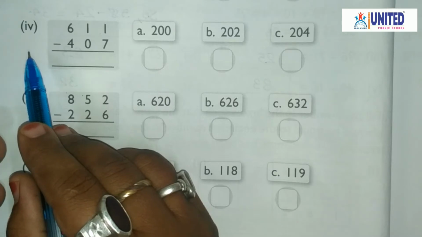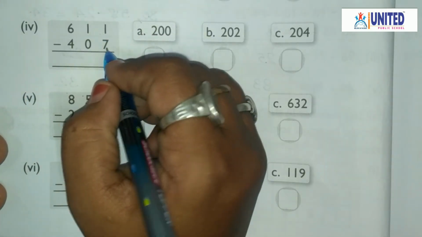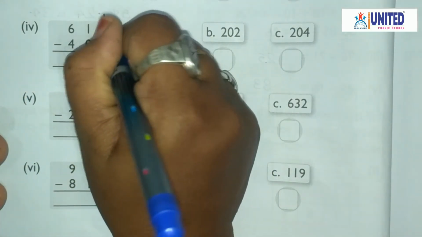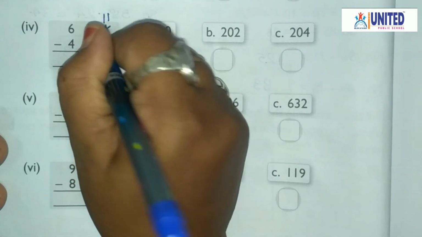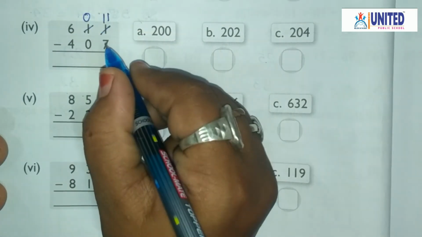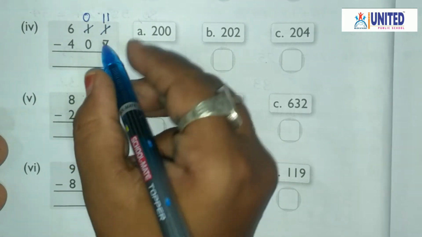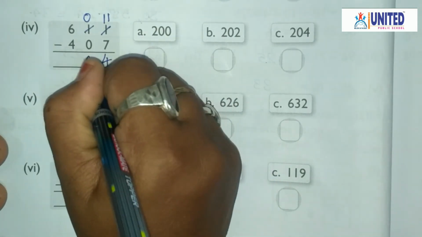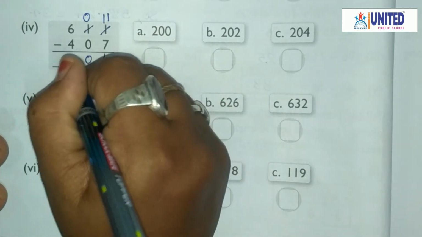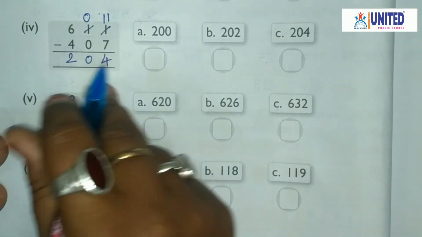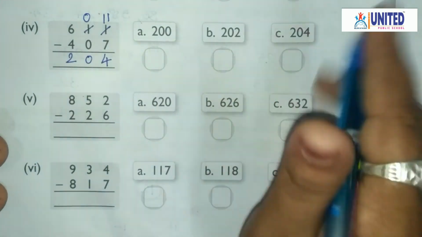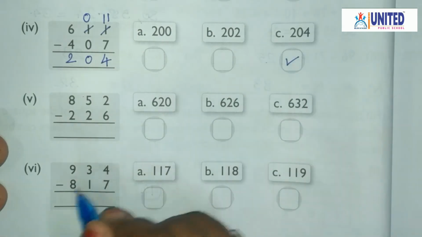Okay. Now number 4. 1 minus 7 not possible. So we take the borrow, 11. And we cut it, 1 becomes 0. So here 0 remains. Now 11 minus 7 is 4. 0 minus 0 is 0 and 6 minus 4 is 2. So the answer is 204. So where is the answer? In C. So tick on the C.